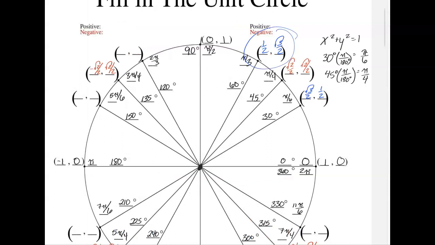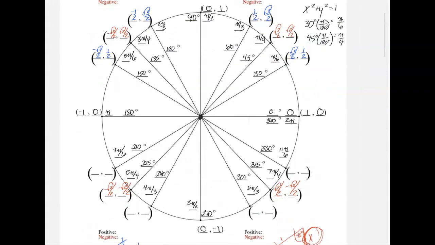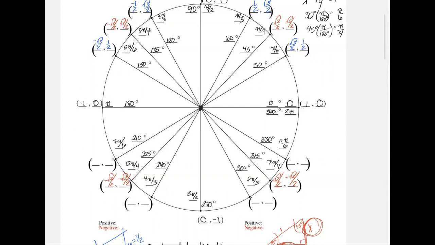So if I reflect this over the y-axis, I'm going to have a negative x, positive y. If I reflect this, I'm going to have a negative x, positive y. And then we're just going to keep doing reflections, reflect over the x-axis here. Both are negative. And then if I reflect again over here, I have positive x and negative y's.